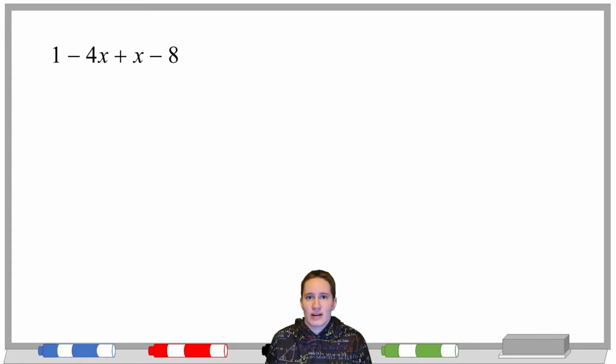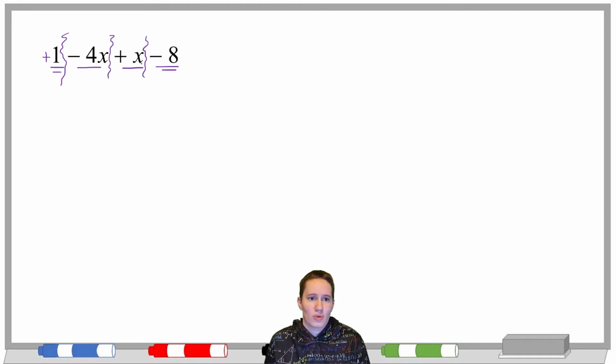1 minus 4x plus x minus 8. So we're going to say minus 4x and plus x are like terms, and 1 and negative 8 are like terms. Make sure you're taking the sign that's right in front of each term, like we are breaking this up so that each of these has its own sign, plus or minus. So make sure you take the correct sign with it.